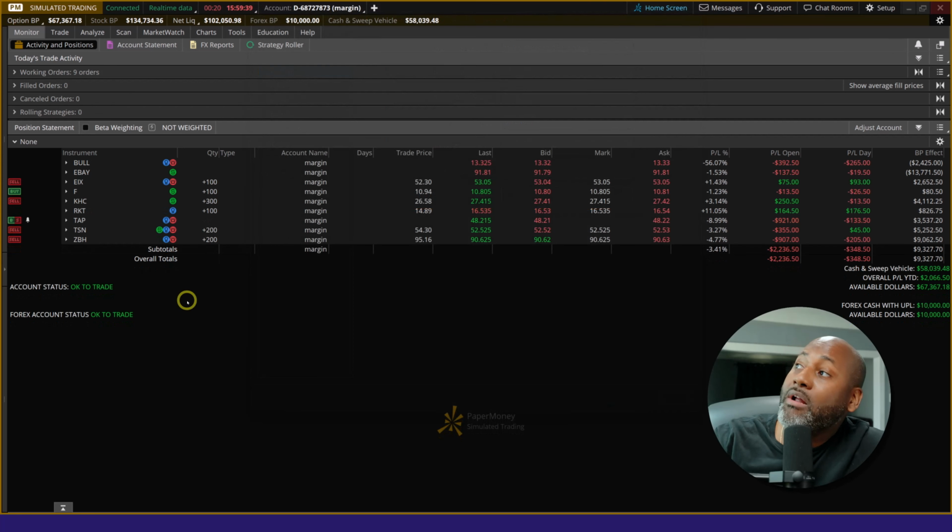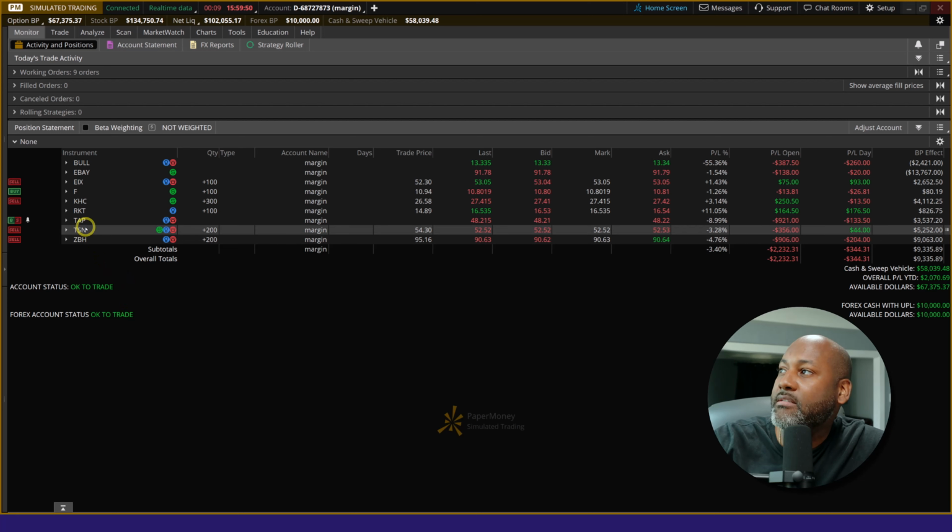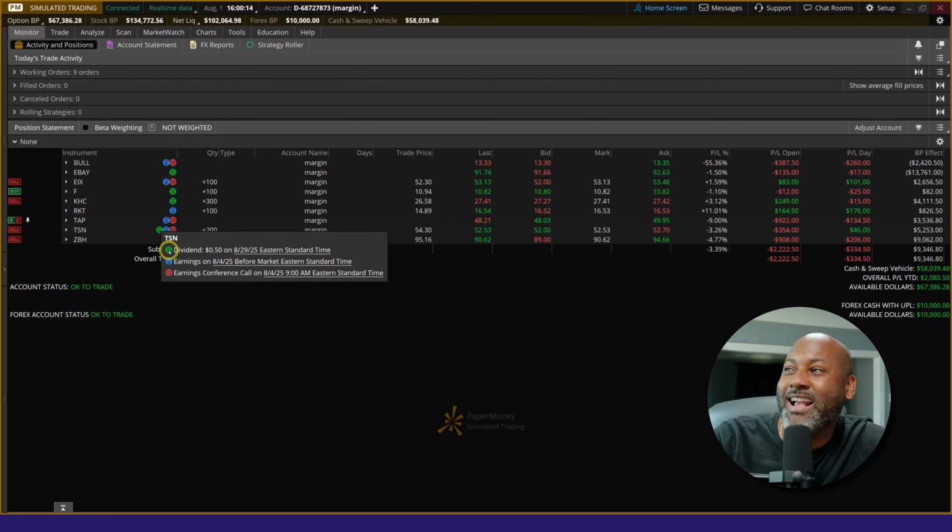Now we're about to cover the icons that we see next to the securities. These are indicating events associated with that security. So if we look at Tyson, for example, we see 3 icons. So the $ icon is a dividend. The earnings is the light bulb. And the earnings call, or the earnings conference call, is the phone.